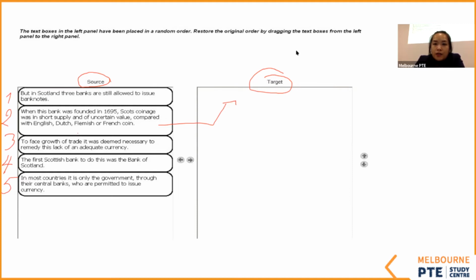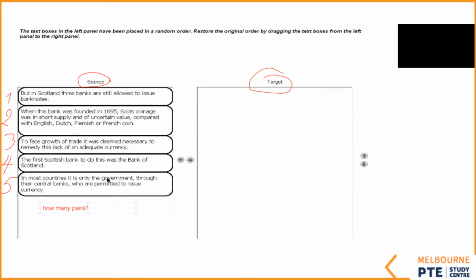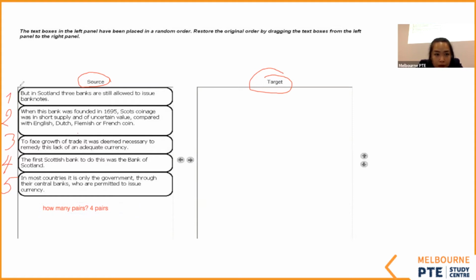Right, now you have 5 sentences. In that case, how many pairs? If you have 5 sentences, how many pairs do you have? 4 pairs, correct. It should be 4 pairs. How? Here is how it works. 1 and 2 is 1 pair. 2 and 3 is another pair. 3 and 4 is another pair. And then 4 and 5 is another pair, right? So 1, 2, 3, 4. So you have 4 pairs if you have 5 sentences, okay?